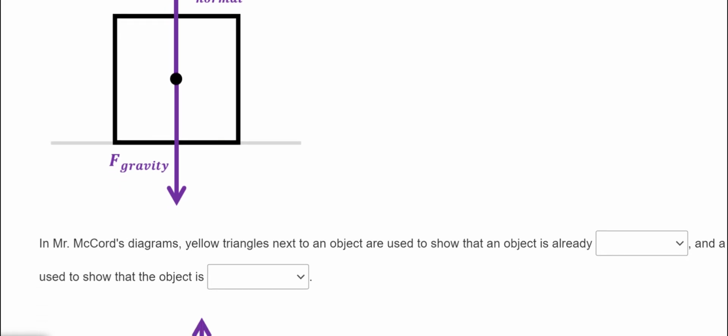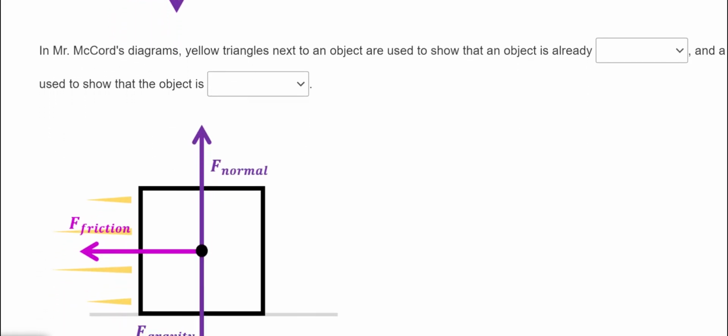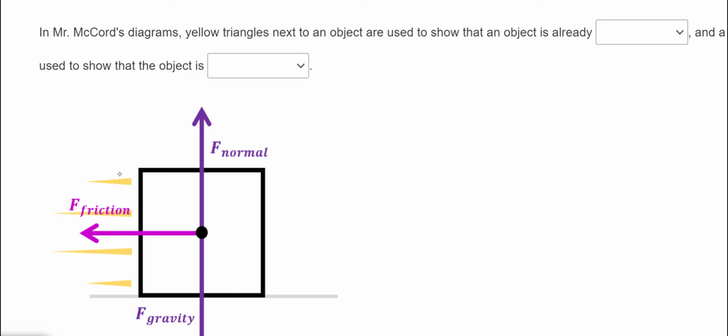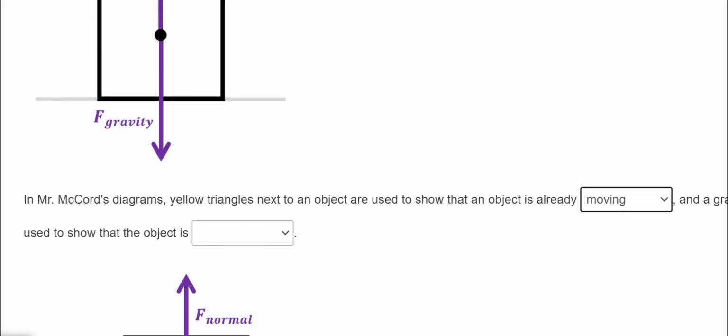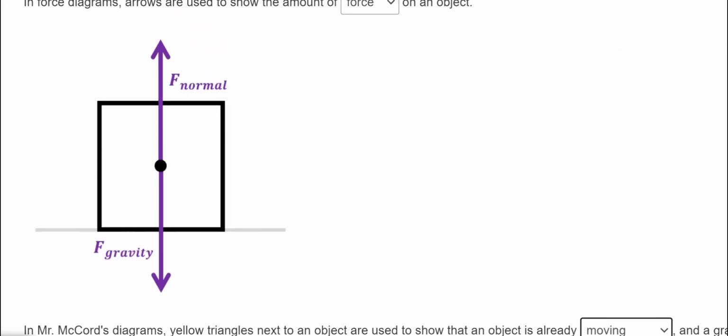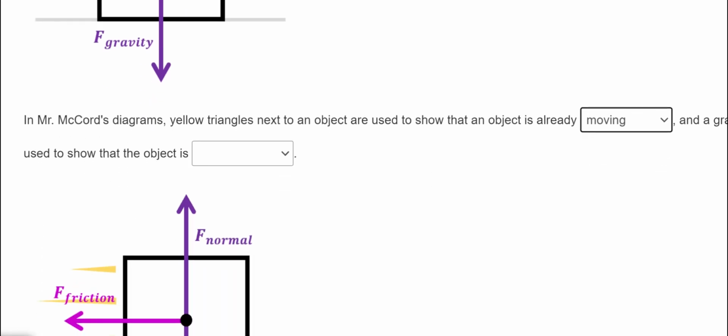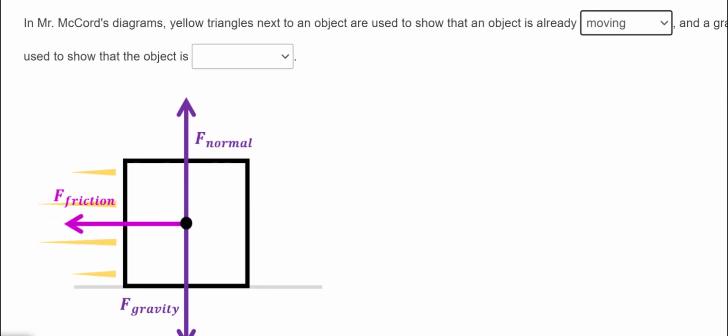To help kind of show when things are already in motion, I use these little yellow triangles like speed lines in a cartoon to show that something is already moving or it's already in motion. Okay, so if you have an object that doesn't have those little yellow triangles coming out like this guy up here, that means it's just standing still in that moment when we draw the force diagram. Okay, so this box is in motion, it's moving towards the right, and so the speed lines are kind of saying like, oh, it's going this way.